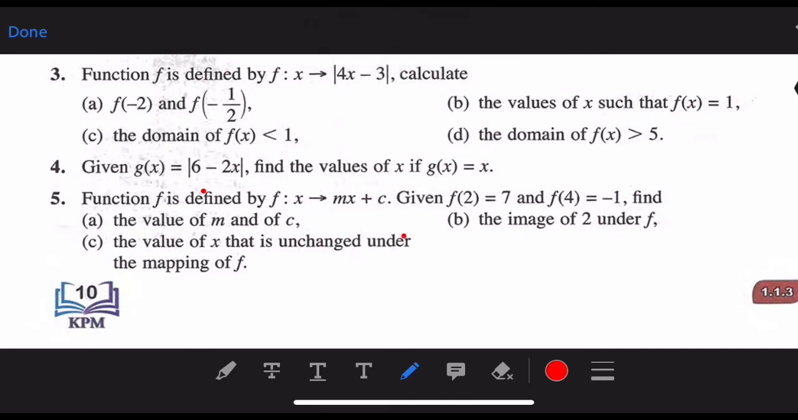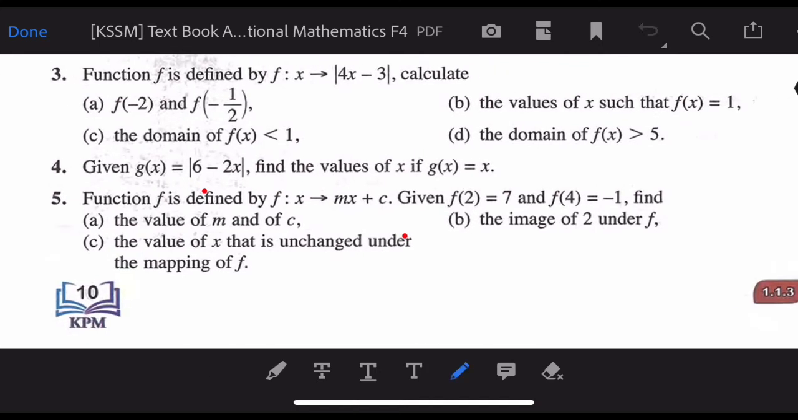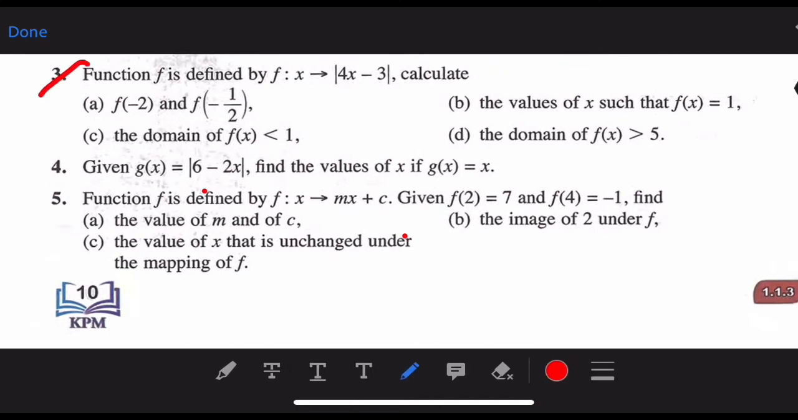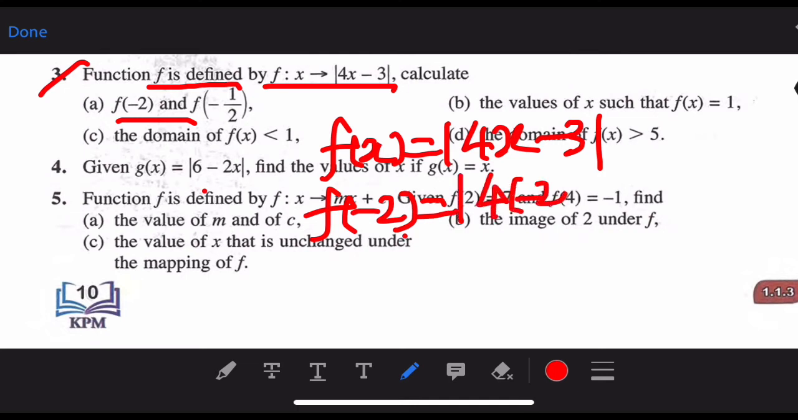Right, let's discuss number 3. The function f is defined with the modulus function. So first of all, the first step is you write the equation 4x minus 3. And then you just substitute for f(-2). You will get 4 times negative 2 minus 3. So you will have negative 8 minus 3.